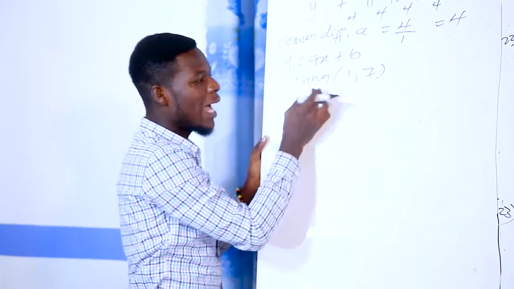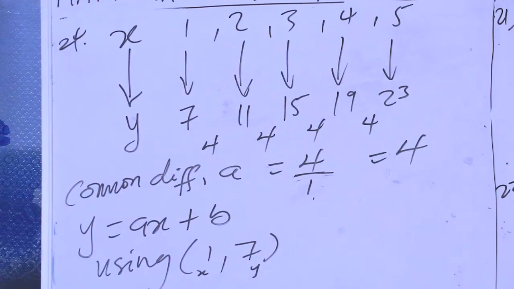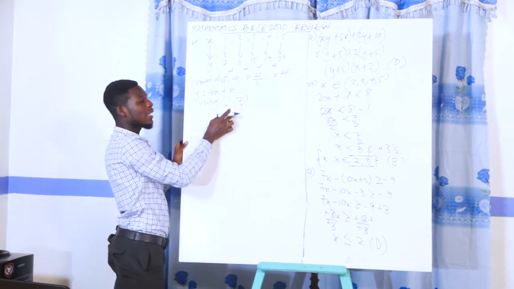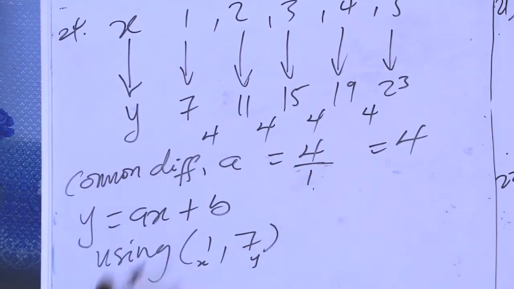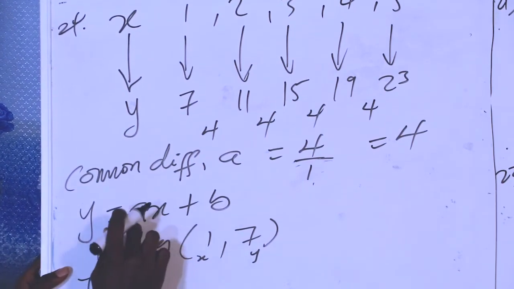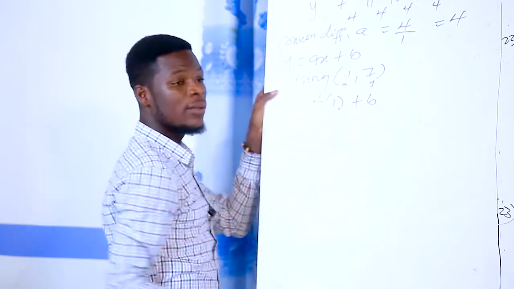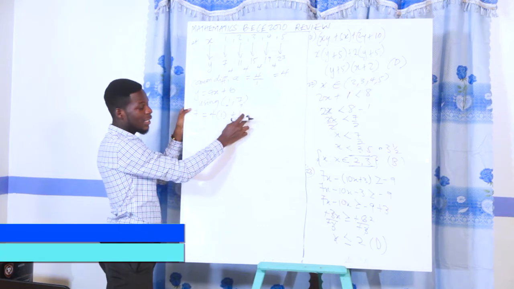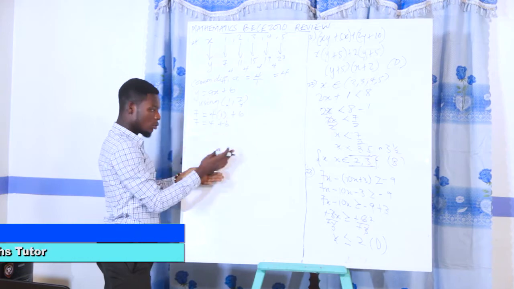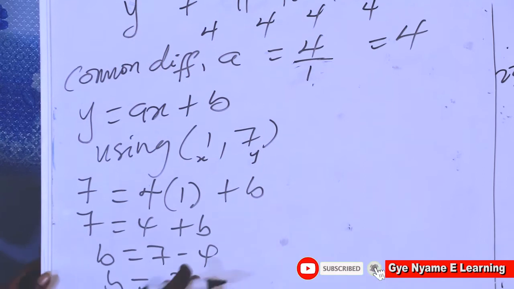All right. So you are using this. This is your x term. This is your y term. Every point has an x coordinate and a y coordinate. And this is your common difference, which is 4, a. So you substitute them into the general function of a linear equation. So this is y, 7, equals a, a is 4, multiplying x, 1, plus b. We are finding b, which is a constant. So 7 equals 4 times 1, 4, plus b. Group like terms, b is equal to 7 minus 4. b is equal to 3. So the constant is 3.